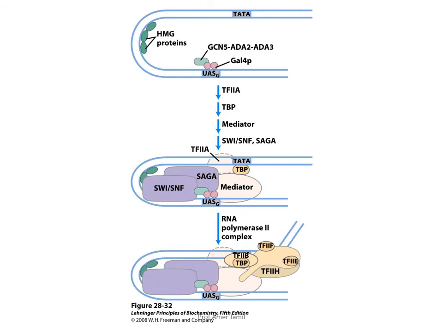Here it is being shown what these proteins specifically are. I have already discussed these proteins in the table earlier, and the sequence by which they bind, like TFIIA, then TBP binding, then mediator, and what other proteins like SWI/SNF and SAGA proteins, and how they are assembled at this place for galactose metabolism, and finally transcription is initiated.